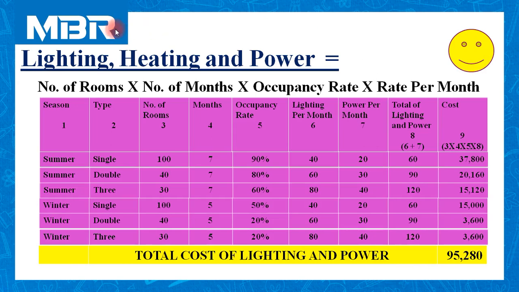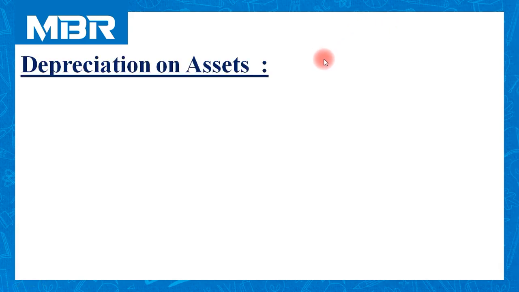I hope everybody is clear and happy with the calculation of total cost of lighting and power. Simply prepare the table because so many varieties are given in this question. Now, in this question, we have 3 different assets. So let us calculate depreciation on all 3 assets.